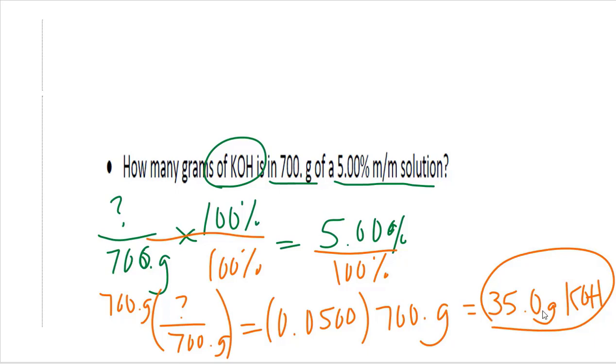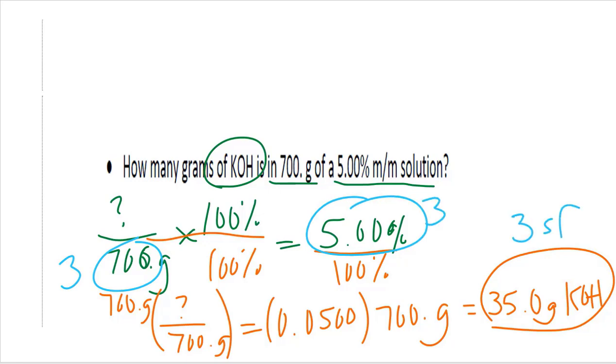And the reason why it's 35.0 is because we have to look at sig figs. So I've got 3 sig figs here and 3 sig figs here, so I need to have 3 sig figs for my final answer.